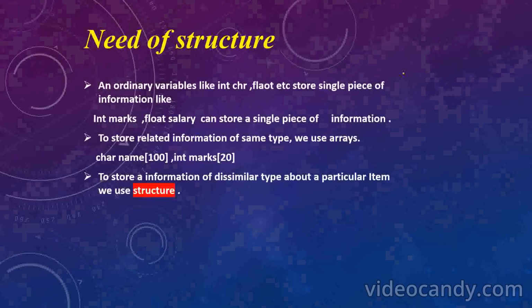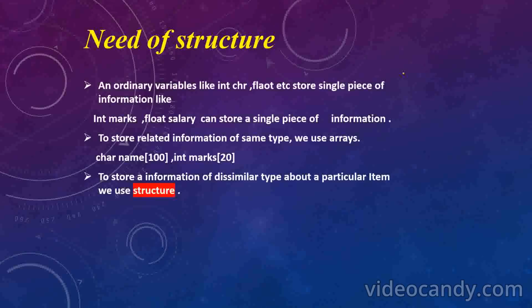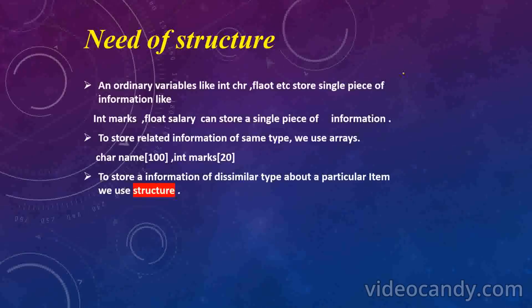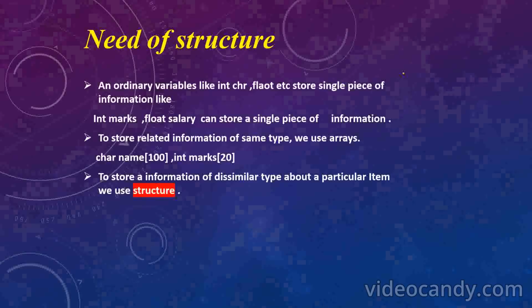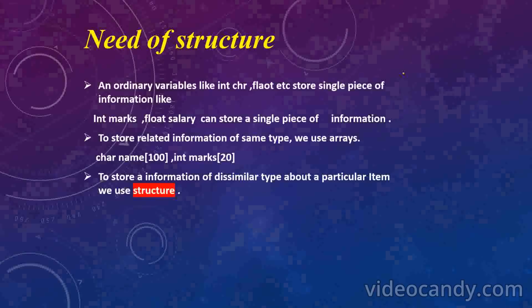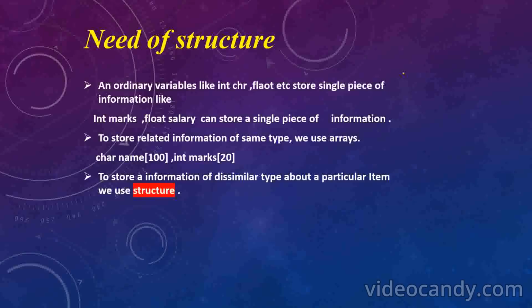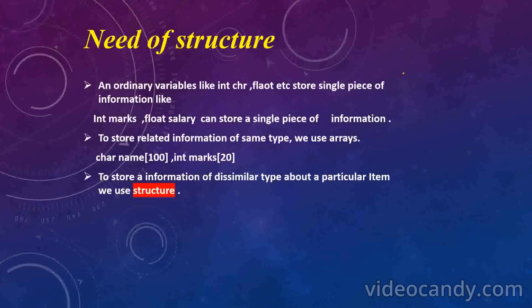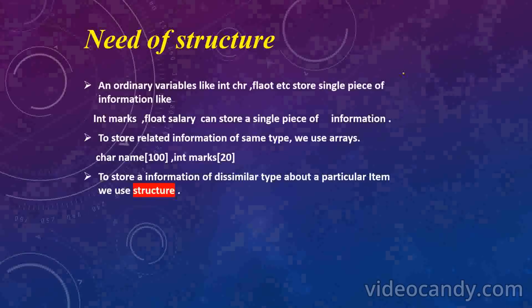Ordinary variables like int, char, float store a single piece of information. For example, int marks will store marks, int salary will store a salary, similarly for other data types. To store related information of the same type, we use arrays. For example, char name[100] stores the name of an item. int marks[20] will store the marks of say 20 students.